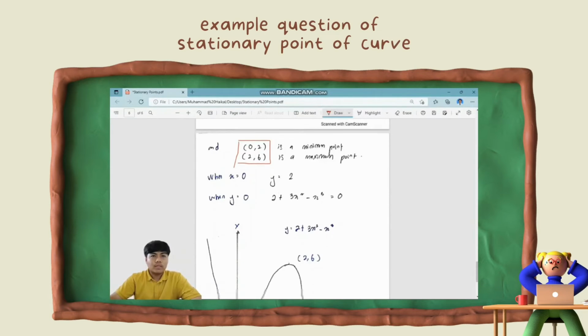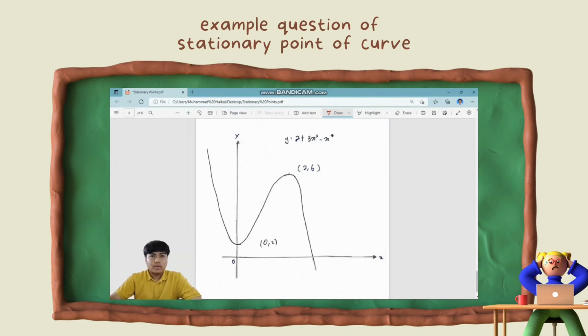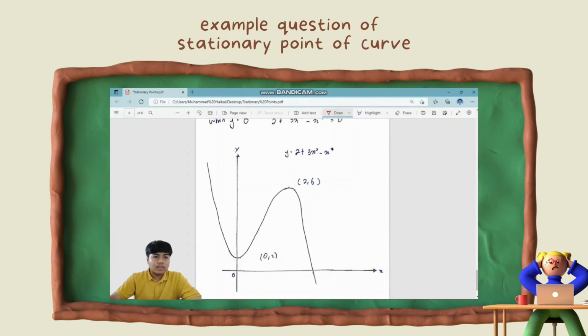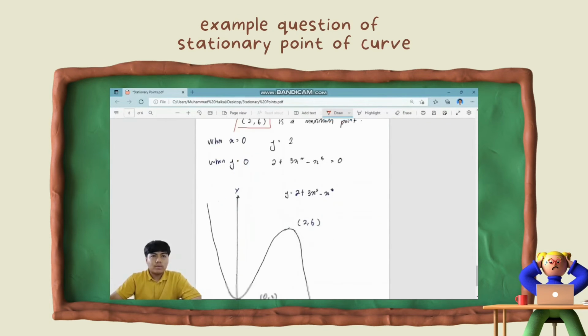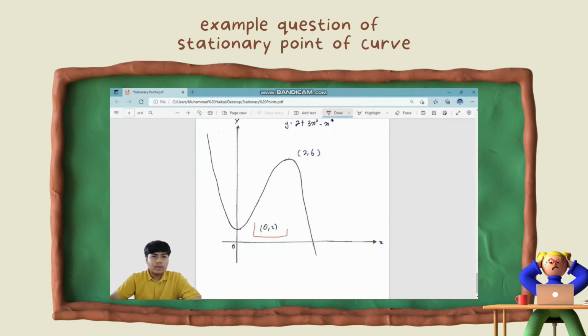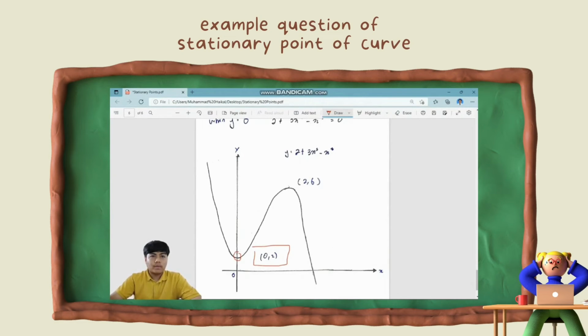And 2, 6 is a maximum point. This is the graph: when x equals 0, y equals 2, and when y equals 0, which is 2 plus 3x square minus x cube equals 0. So this is a graph of x and y. The graph looks like this because 0, 2 is a minimum point. So this is a minimum point for the graph. Okay, and this 2, 6 is a maximum point from the graph. This is a maximum point of the graph.